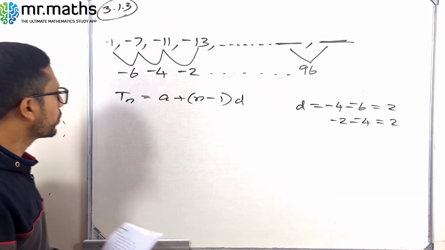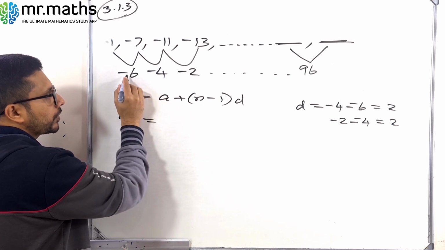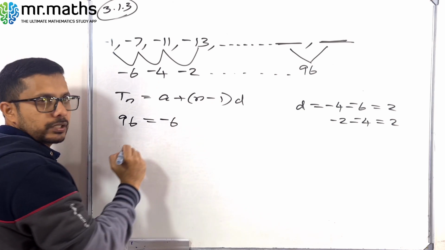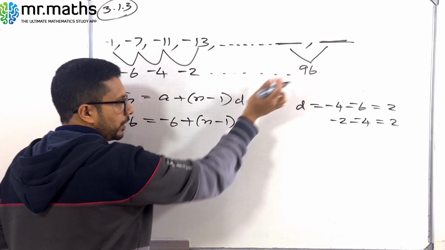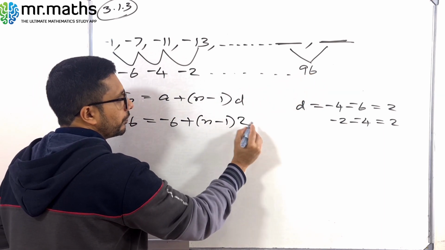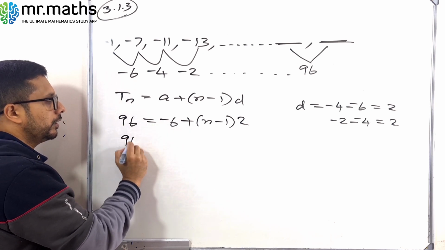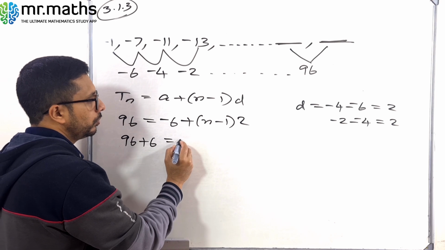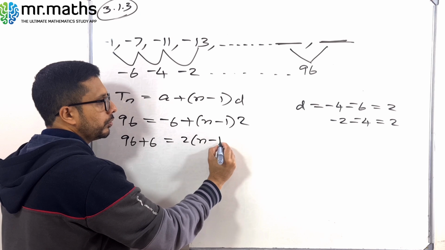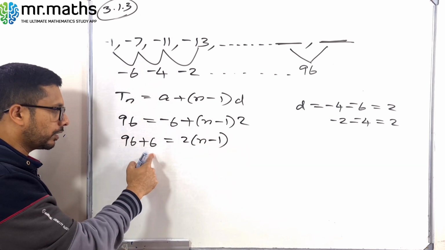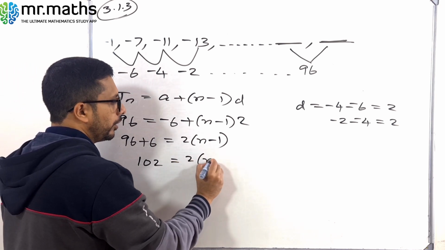You understand? Okay. So Tn we can substitute as 96, is equal to a plus, what is the first term in that arithmetic sequence? It is minus 6, plus n minus 1, where we have to find which term this 96 is, into d. What is the common difference? It is 2. So now take this minus 6 to this side, so it is 96 plus 6 is equal to 2 into n minus 1. So what is this? 102 is equal to 2 into n minus 1.